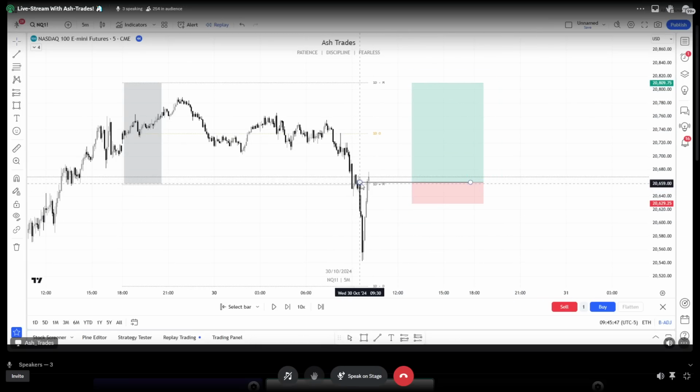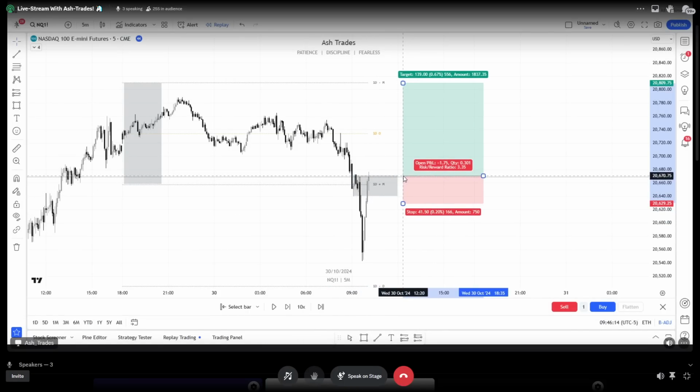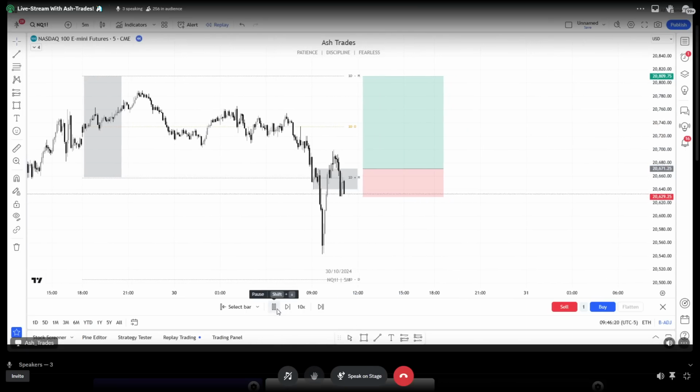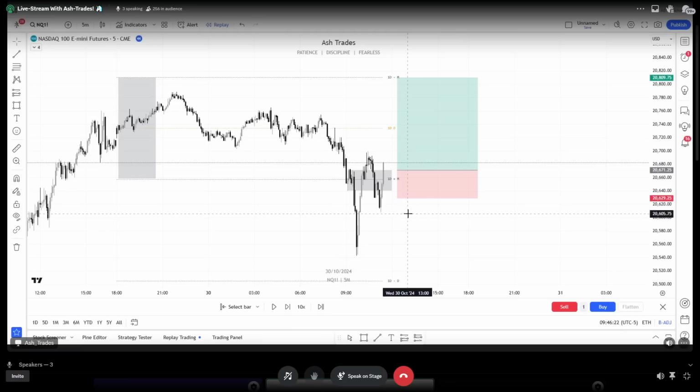Couple points below the breaker. Yes, I understand that I'm pointing out a change in the state of delivery. A breaker is a breaker block plus an FVG. But if you understand unicorns, every unicorn is going to have a change in the state of delivery. So here's the change in the state of delivery. Yes, it is also a breaker block plus an FVG. So it is also a unicorn, right? So we're looking at this here. And so there you go. This is your first example of what a stop loss would look like, right?